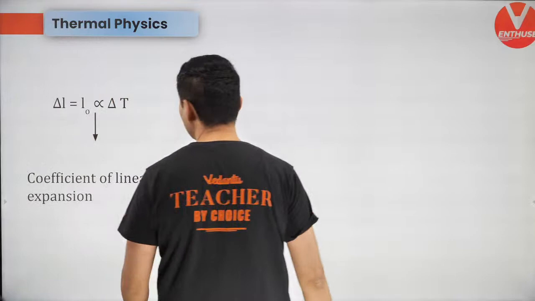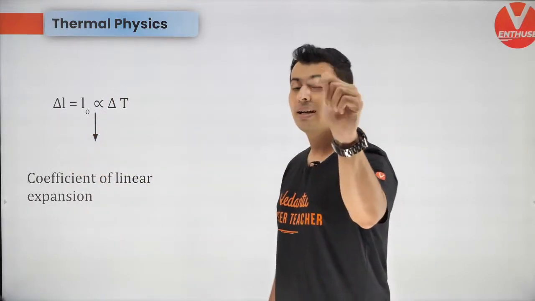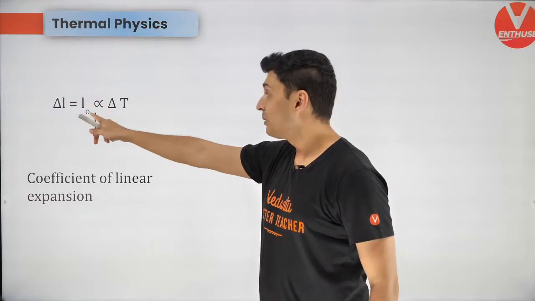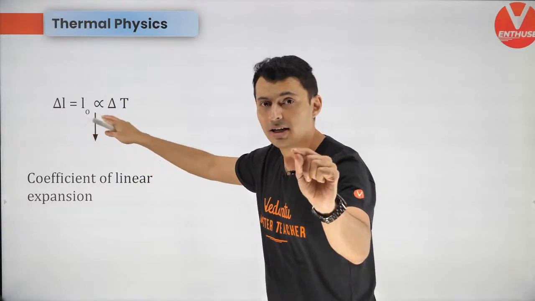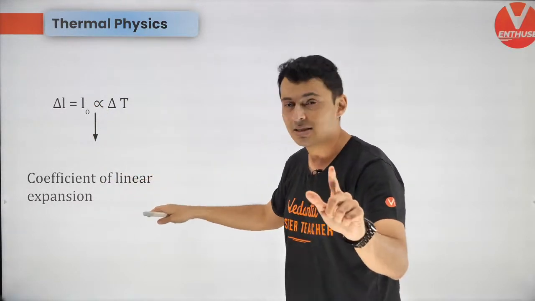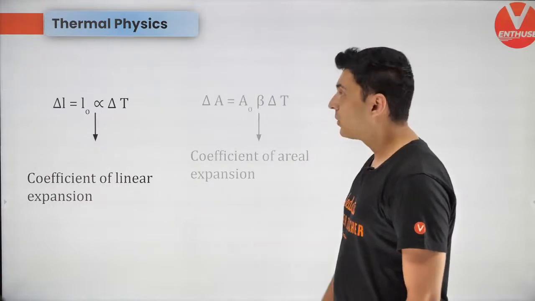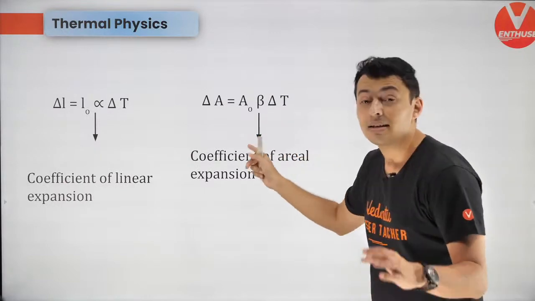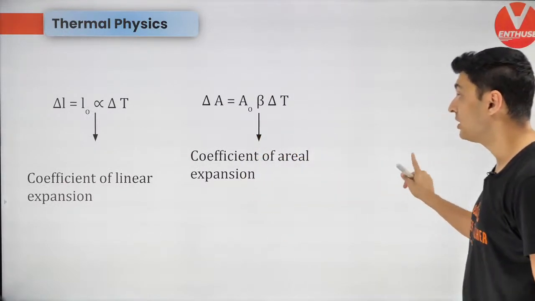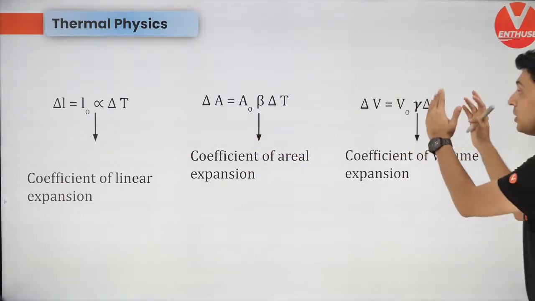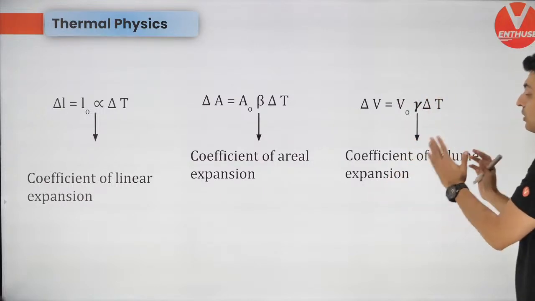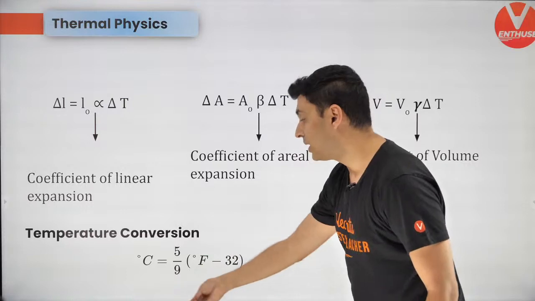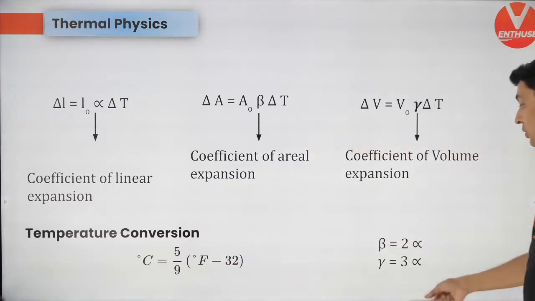Thermal physics coming up on your screen. Change in length because of expansion is L naught, original length, times alpha, coefficient of linear expansion, times delta T. Areal expansion, A naught, beta, delta T. Beta is areal expansion's coefficient. Delta V, change in volume, is original volume times coefficient of volume expansion times delta T. And remember the temperature convergence. I'm giving this to you.